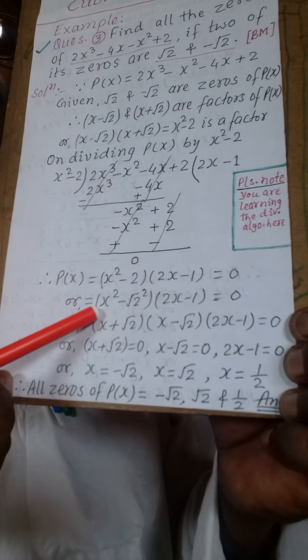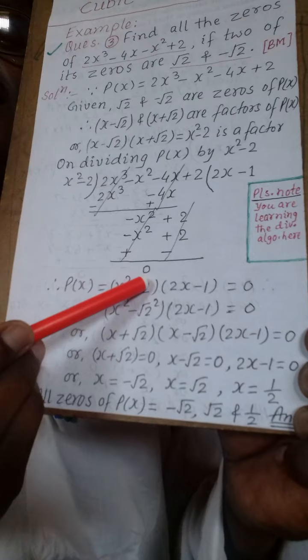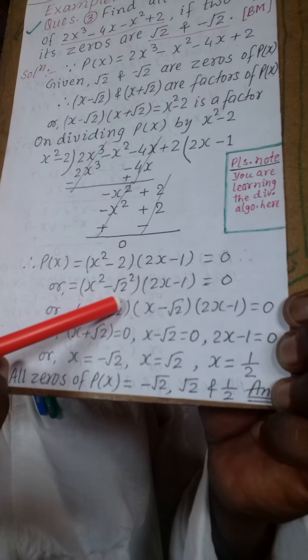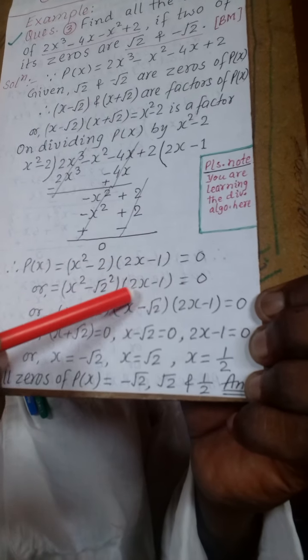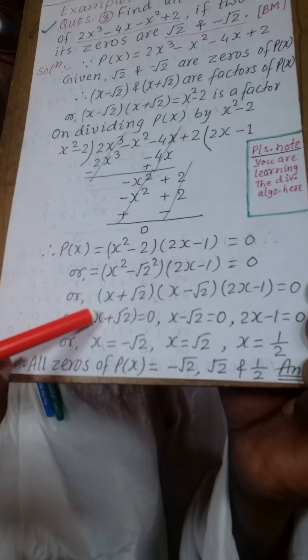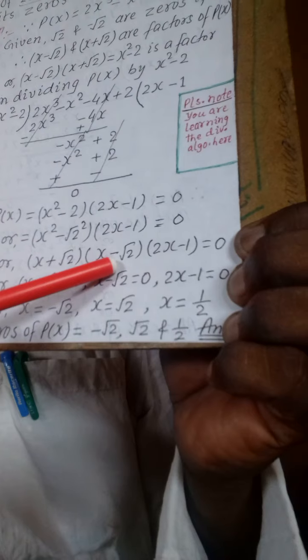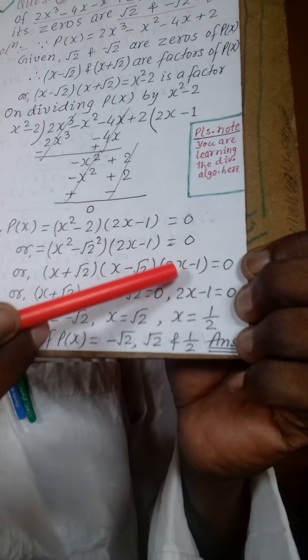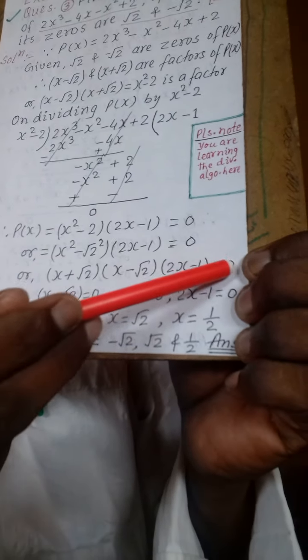And when we factorize, x square minus 2 will be x square minus (root 2) square, and this is 2x minus 1. By applying the a square minus b square formula, we get (x plus root 2)(x minus root 2), and this 2x minus 1 is equal to 0.